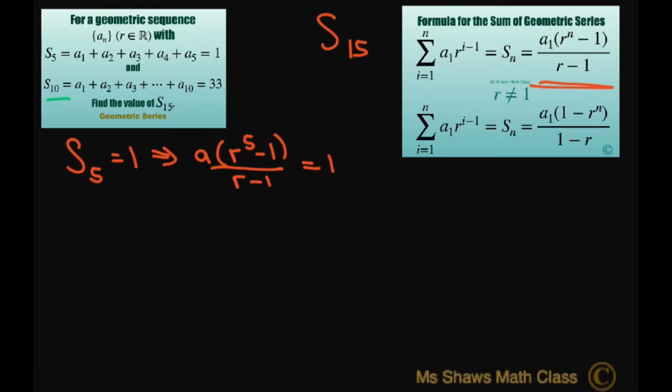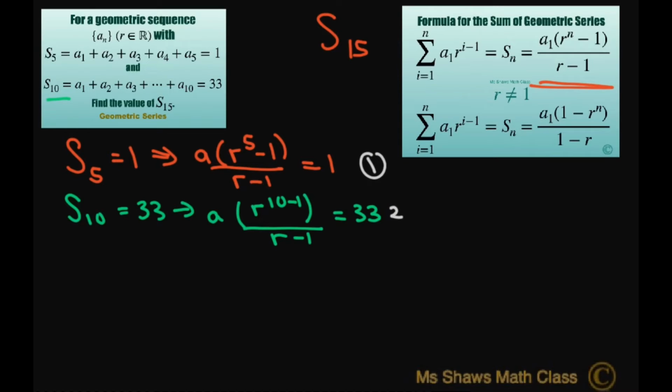And then for S sub 10, which equals 33, that would mean it's a times r to the power of 10 minus 1, all divided by r minus 1, equals 33. Now we can call this equation 1, this equation 2, and what we want to do is take equation 2 divided by equation 1.